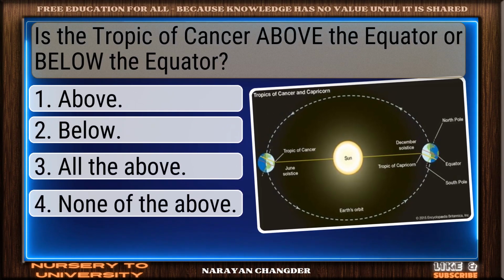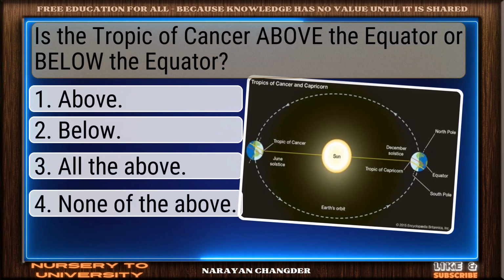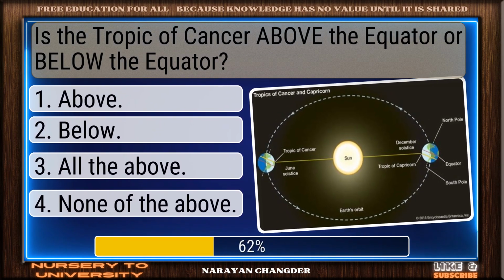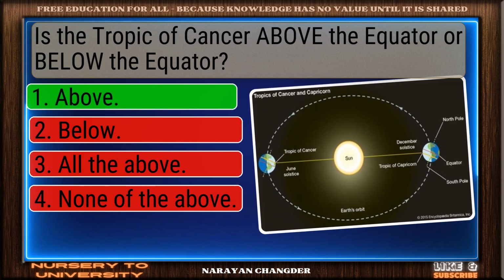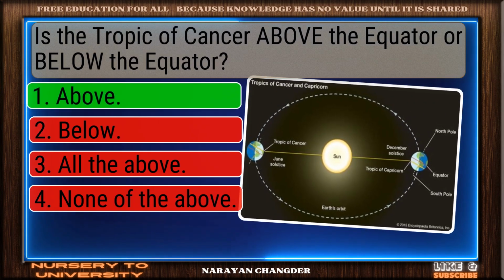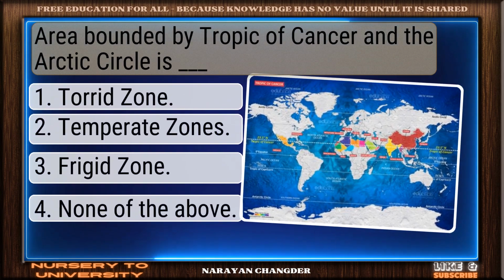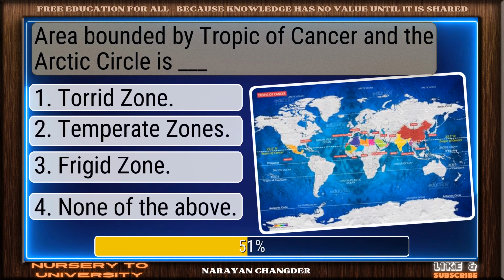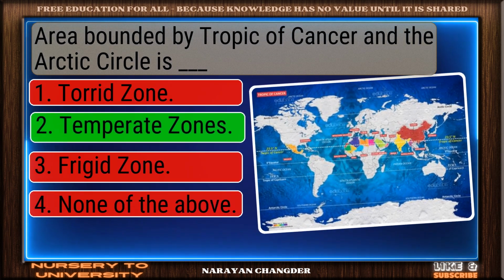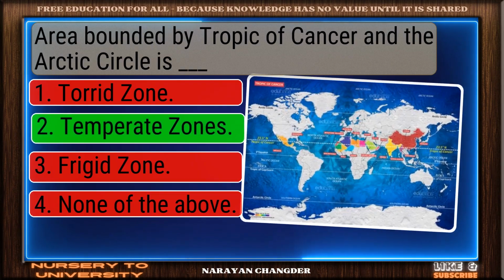Is the Tropic of Cancer above the equator or below the equator? Strong choice. Above is the right answer. The area bounded by the Tropic of Cancer and the Arctic Circle is dash. Right again. Temperate zones is a valid answer.